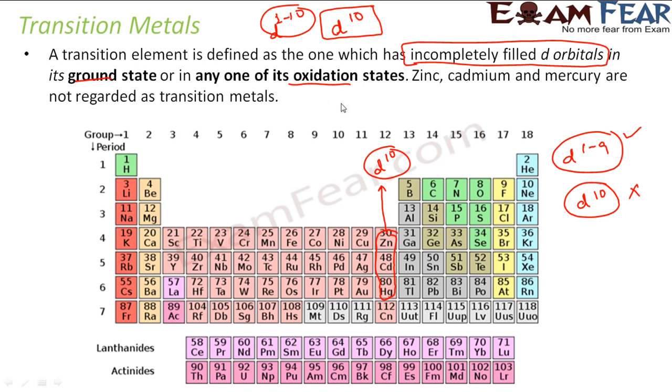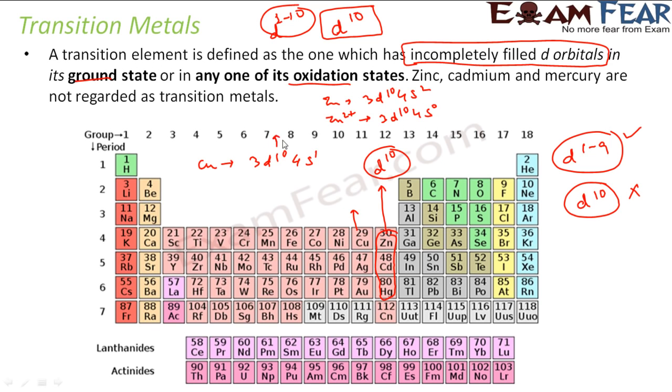Talk about the zinc, it is 3d10 4s2. If you talk about the oxidation state, the common oxidation state of zinc is Zn2+. In that case, the oxidation state is this. In both the cases, the zinc has filled d orbital, and that's why zinc is not considered as a transition metal. But if you talk about copper, the electronic configuration is 3d10 4s1. Will tell you why it is.